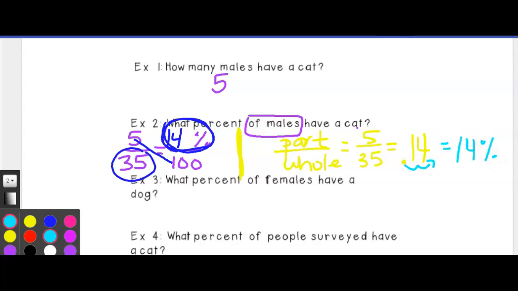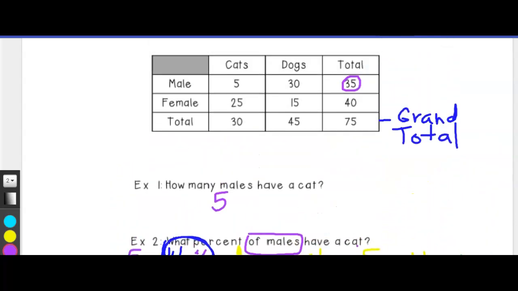So either way is fine with us. You can set up the whole proportion if you need to, cross multiply and divide, or you can just divide your part divided by your whole. All right, so the next one is similar. What percent of females, that's important, of females have a dog?